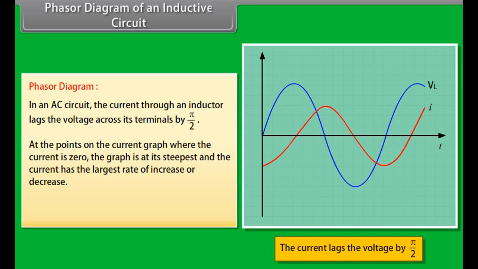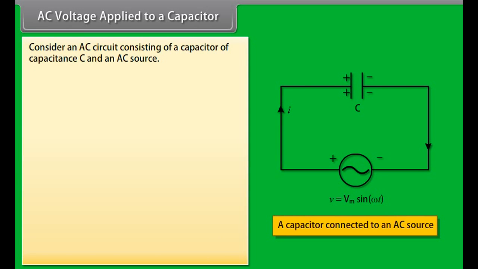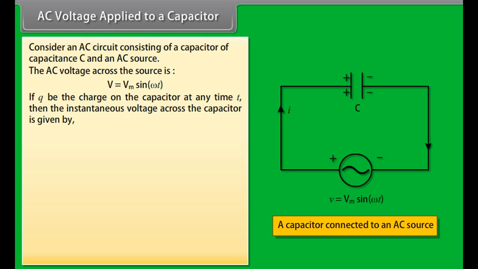Inductive reactance. From the expression Vm/ωL, we see that the quantity ωL plays the same role as resistance and is called the inductive reactance of the inductor, denoted by XL. XL = ωL. The amplitude of the current in a purely inductive circuit is given by Im = Vm/XL.